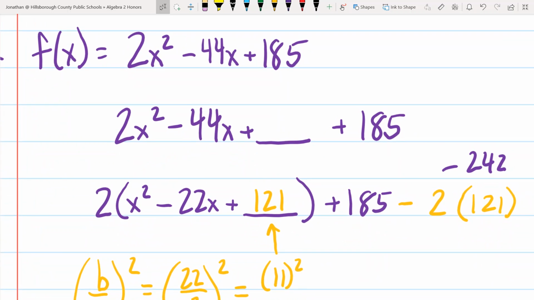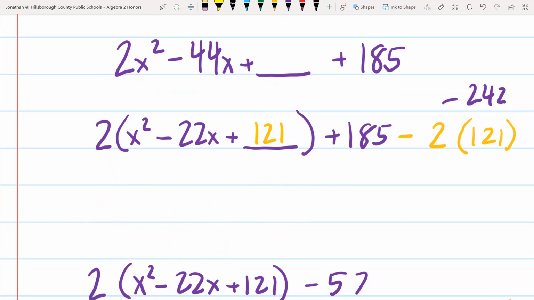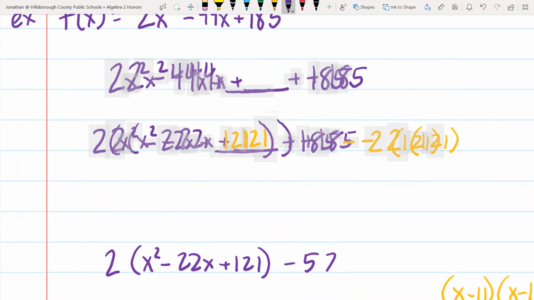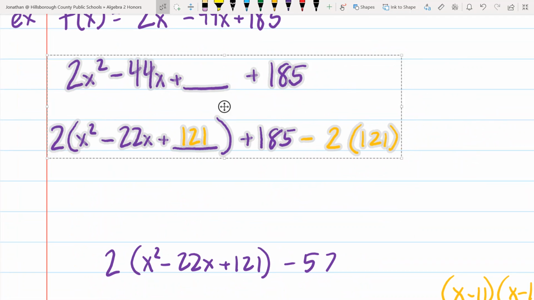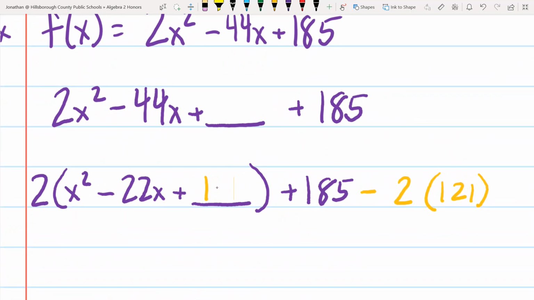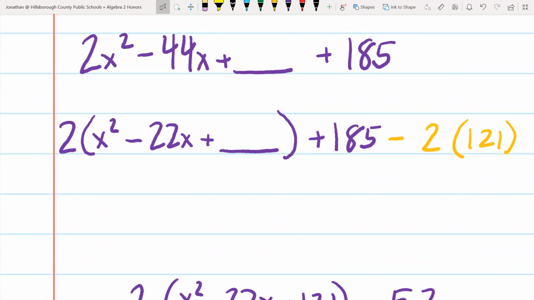Okay, and then pull out your GCF. This was really messy, so let's fix that up. That's a little better. When you are pulling the GCF out, always make sure it's just from A and B. So when you're finding C, you know that it has to be the B that had the GCF taken out of it. So that's negative 22 over 2 squared, which gets you negative 11 squared.